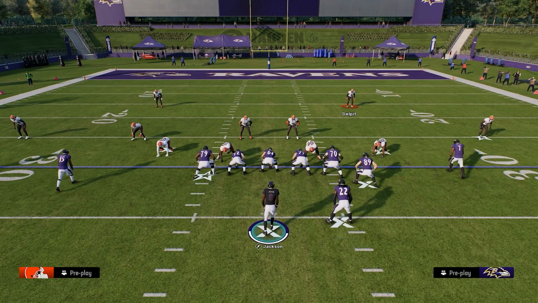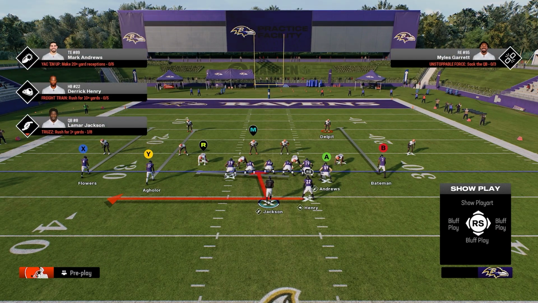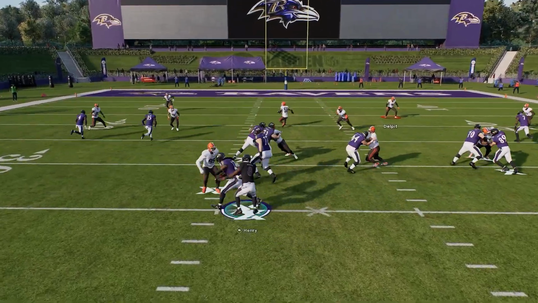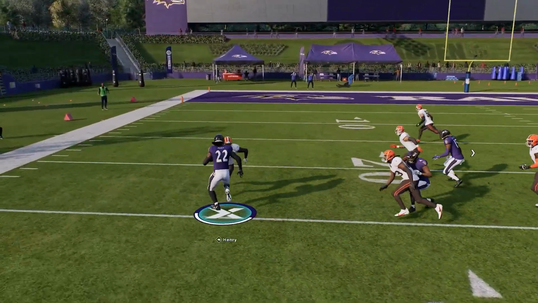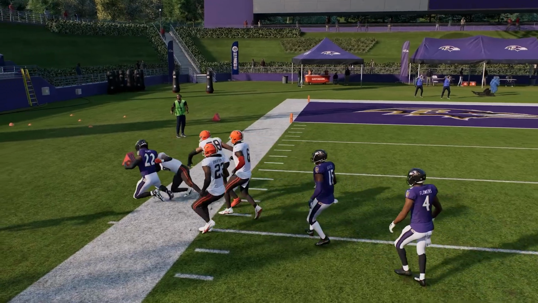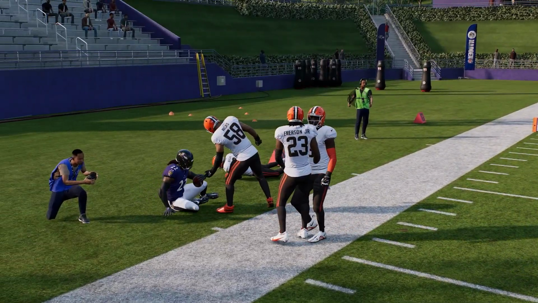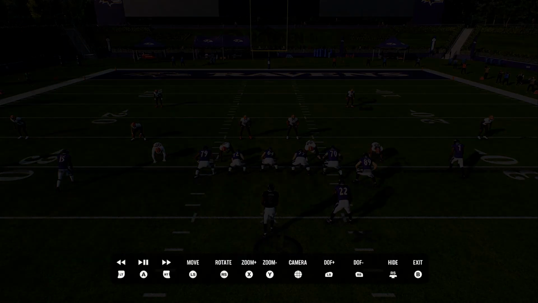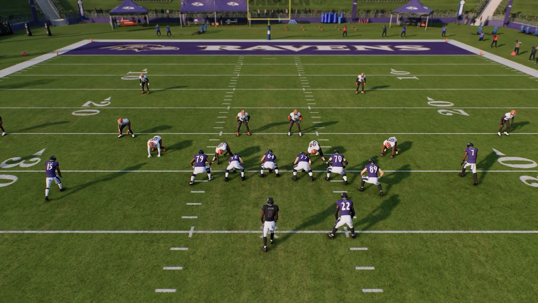But again, if we see that read icon defender there on the edge, if we see him crash down, we're just going to let it hand it off. And we're going to be able to use this as an outside zone to the outside here and get ourselves some easy yardage. Now, it looks a little intimidating handing this ball off because it looks like that defensive end is running right at us.